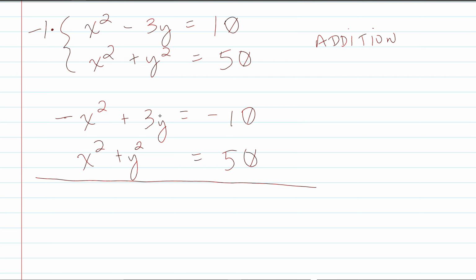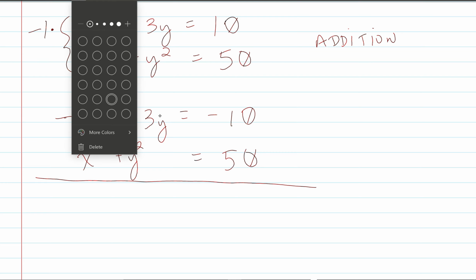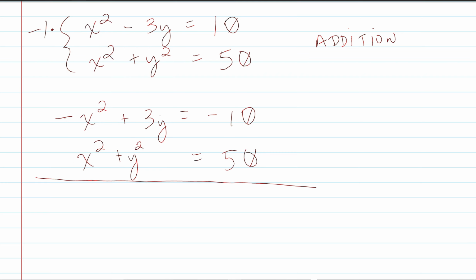I'll draw my line and now do my math vertically. Well, if you look at what we have, a negative x squared and a positive x squared, they'll eliminate or zero out, which is what we wanted to happen. We always want to make the variables, or one of the variables, zero out. So then we're left with y squared plus 3y equals 40.